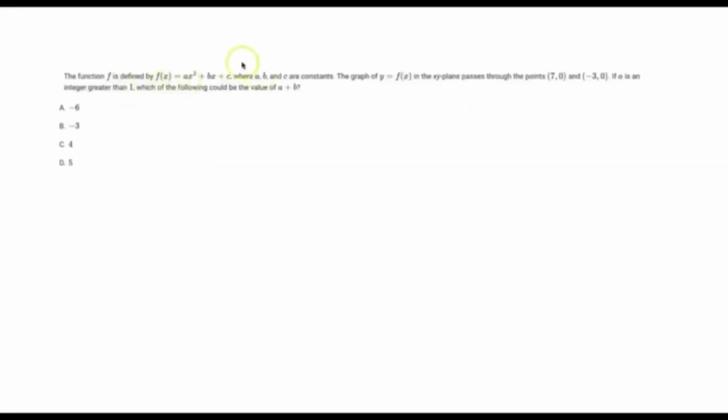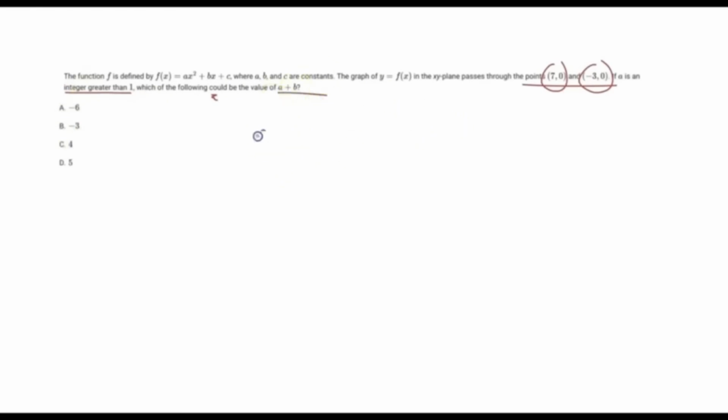Function f is defined by the standard form of a quadratic. a, b, c are constants. When its graph passes through these points, so these 2 points, (7, 0) and (-3, 0), these are the x-intercepts. It says if a is an integer greater than 1, which of the following could be a value of a plus b? So could means that there are multiple possible values, but just based on our choices here, which one could be a value of a plus b?